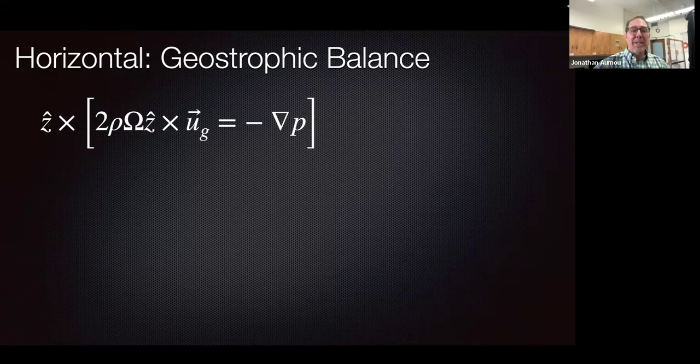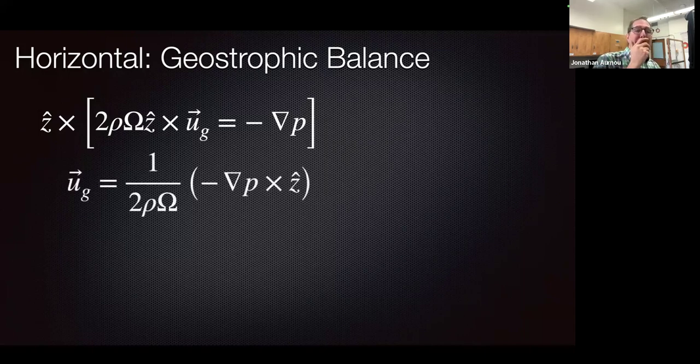So then I can rewrite this. And I can write u, putting the minus sign on the other side, is 1 over 2 rho omega, a bunch of constants. And then you get minus grad p, again, the pressure force cross z. So that's what happens if you play with all your minus signs.